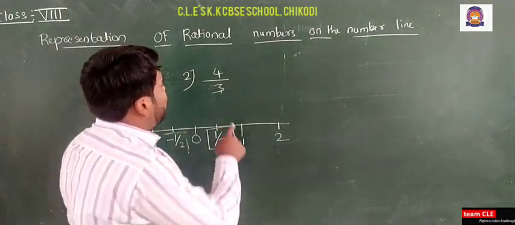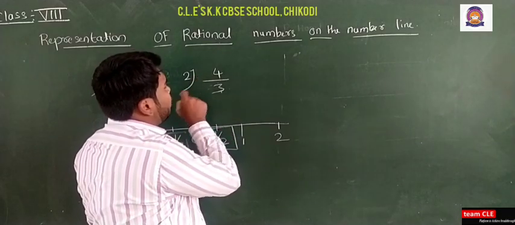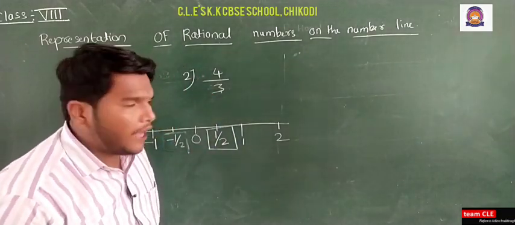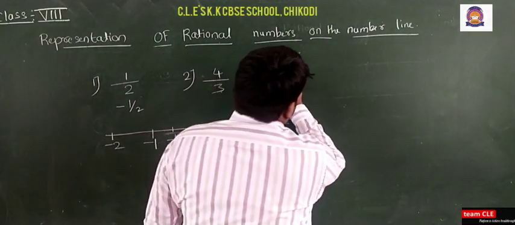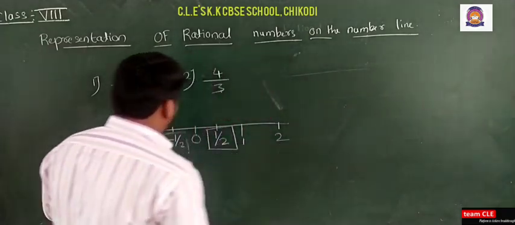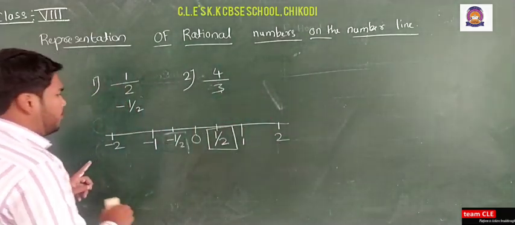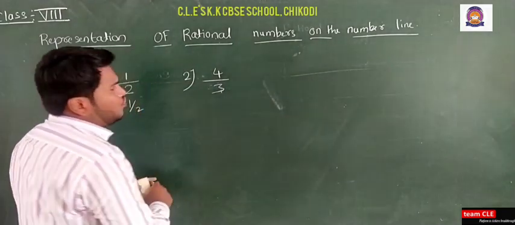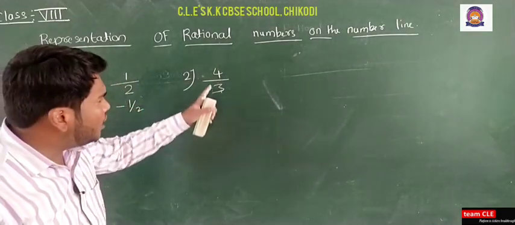So let me go to one more example. I want to plot 4 by 3 on the number line. So all of you note down this example and draw this number line. I take one more example to draw, so I choose 4 by 3.